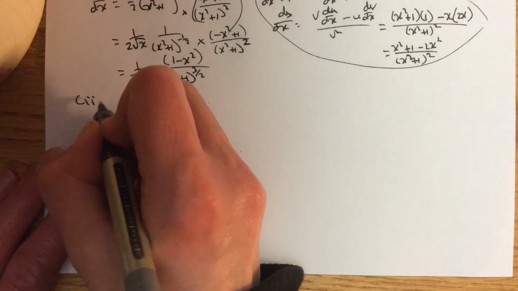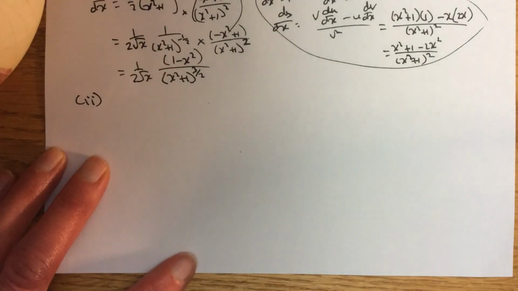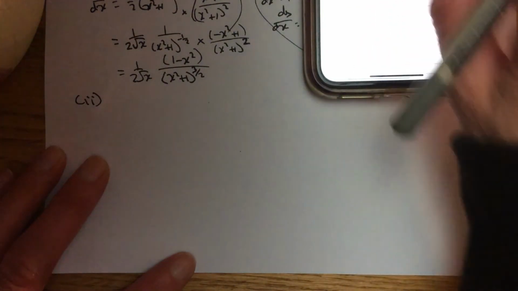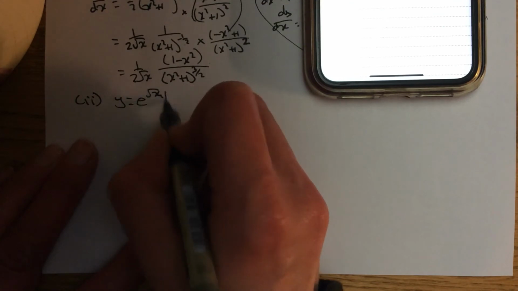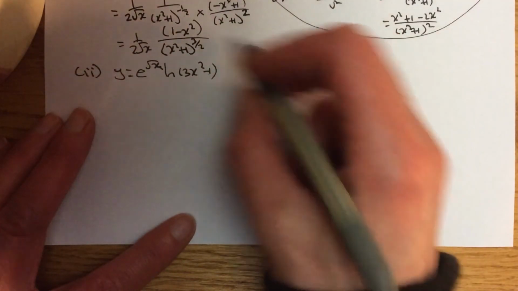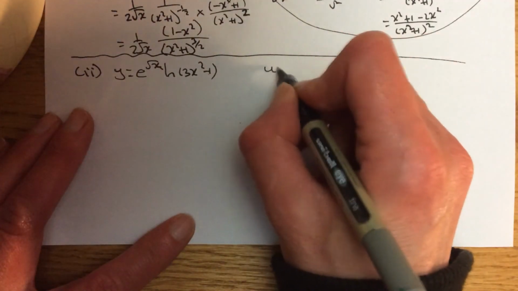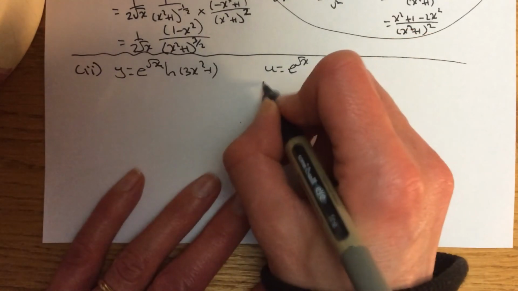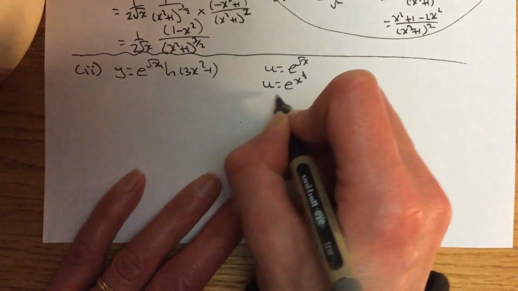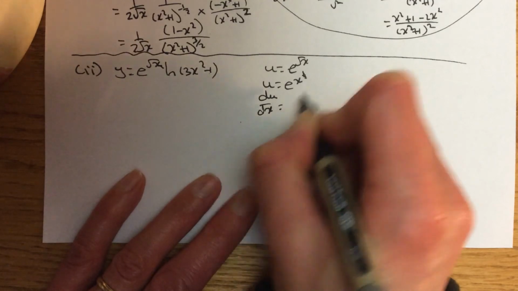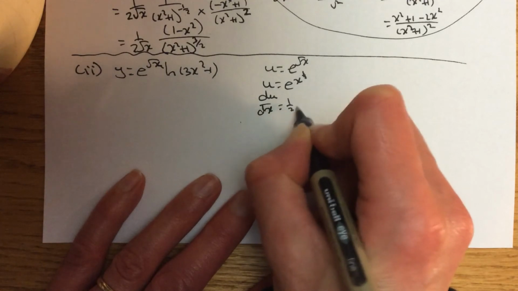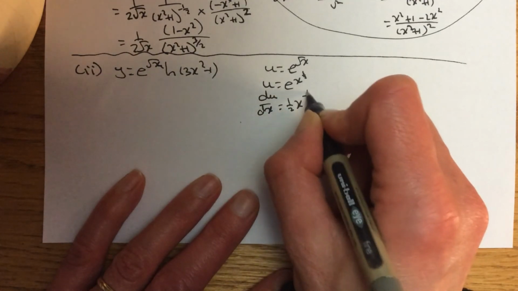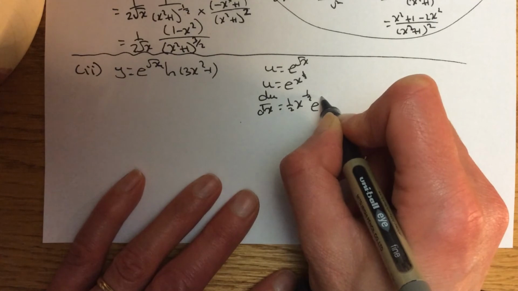And part 2 of that one. If I just scroll down here to find part 2: differentiate e to the root x log (3x squared minus 1). So it's a product rule here. u is the first term. Now this is quite tricky to differentiate, because that's x to the power of a half. To differentiate that, think of how you differentiate x to the half. So power goes to front, take 1 off. So it's quite awkward, that one.